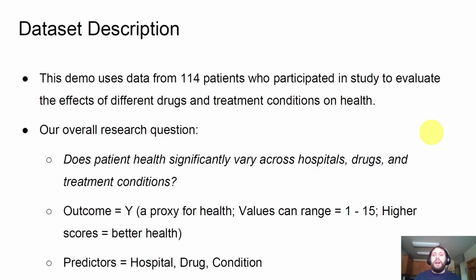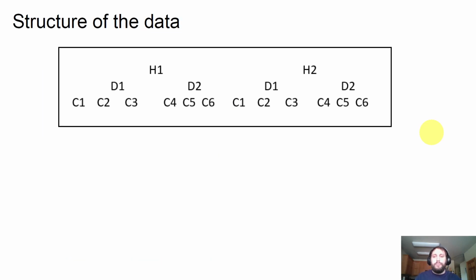So this demo uses 114 patients who participated in a study to evaluate the effects of different drugs on treatments, on conditions, on health. So our overall research question is, does patient health significantly vary across hospitals, drugs, and treatment conditions? So we're still using the H, D, and C, so hospital, drugs, and condition. We have an outcome variable, which is just Y, and this Y stands for a proxy for health. The values can range from 1 to 15, where higher scores indicate better health. And then lastly, our predictors are hospital, drug, and condition.